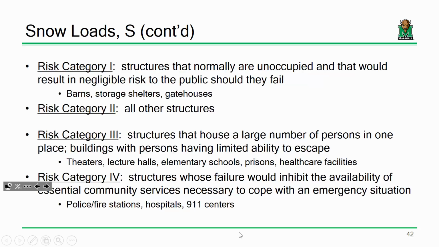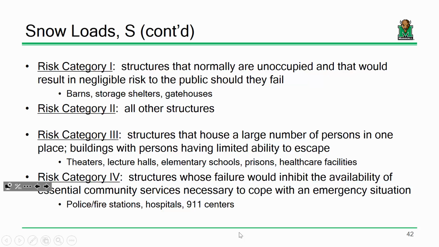For you folks who are not in steel, I'll briefly go through this. The risk category of a structure is used fairly regularly to increase certain environmental loads based on how that structure is going to affect the community. So worst case scenario would be risk category 4. A risk category 4 structure is something like a police station, a fire station, a 911 call center, a hospital, things like that. Because if a structure like that fails, not only is that going to impact the people in that building, but that's going to impact the entire community.